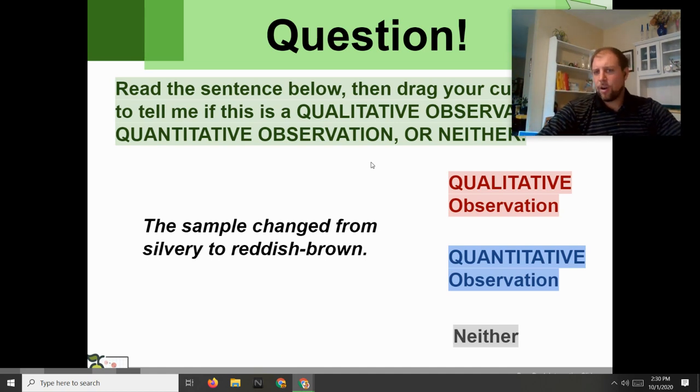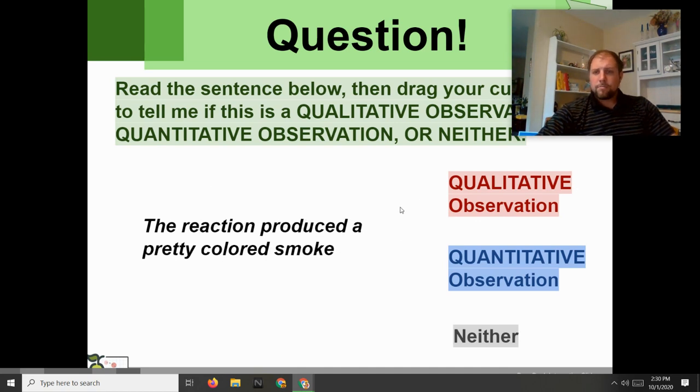It's qualitative, all right? Because you're just describing a characteristic of the substance, something non numerical but still factual that you observed with your eyes. So this right here is qualitative, all right? That was my cat, okay? The reaction produced a pretty colored smoke.